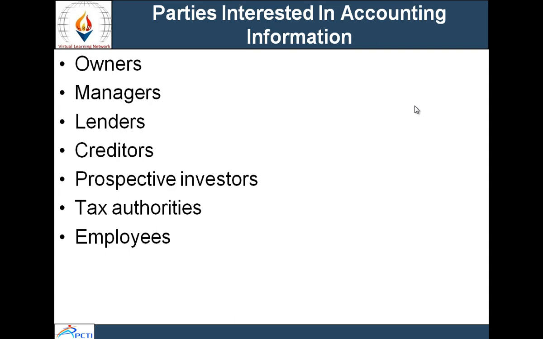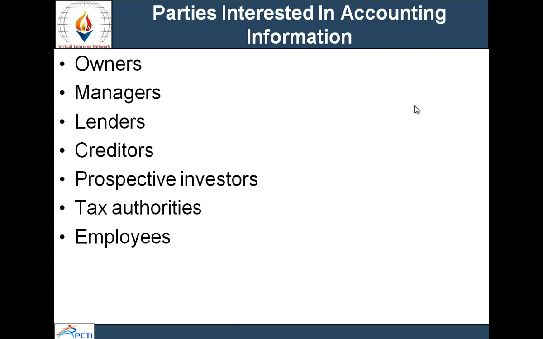Number 2 is managers. Accounting information is extensively used by managers. It helps them to plan, control and evaluate all business activities. They also need such information for making various decisions.